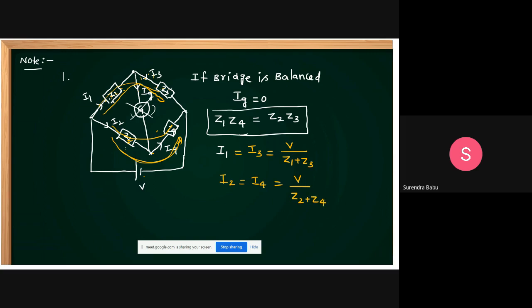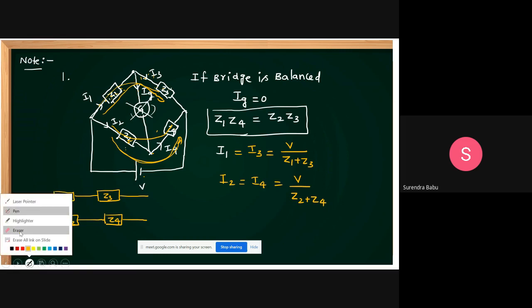Understood or not? If the current through the galvanometer is 0, we can get the equivalent circuit like this, friends. This is Z1, and this is Z3. This is the equivalent circuit we can get after removing the galvanometer branch. This is Z2, and this is Z4. This is the equivalent circuit after removing the galvanometer branch.